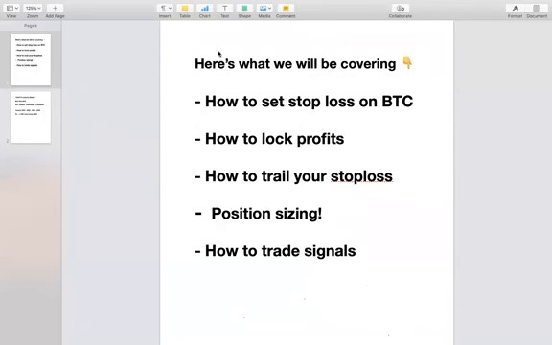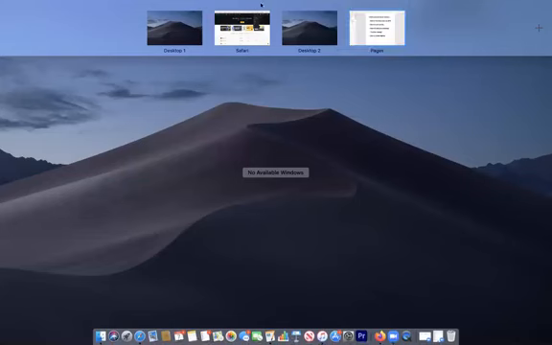So now let's roll. So now the first one, how to set stop loss on BTC. Everything is practical. I'm going to do everything right now. Okay. So I'll go back to my Binance.